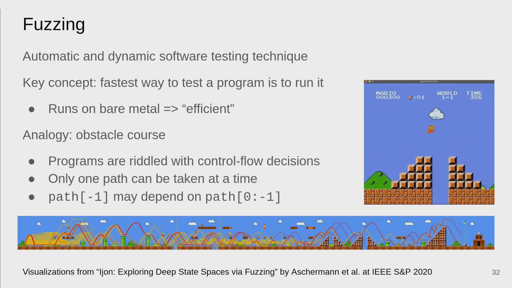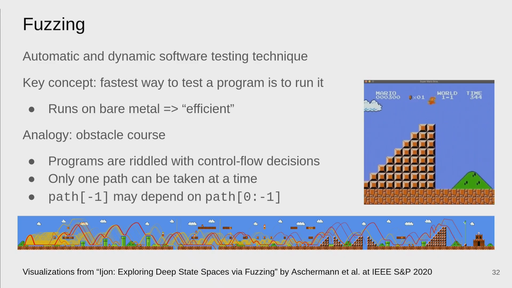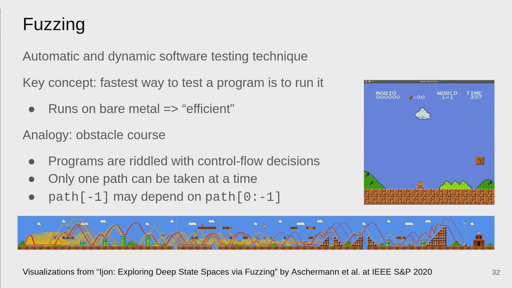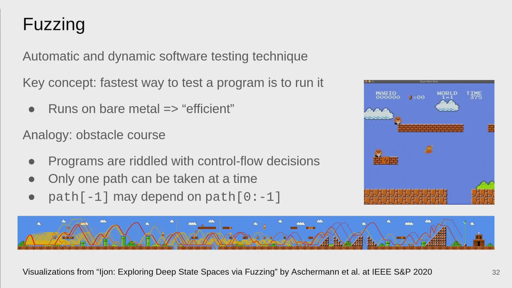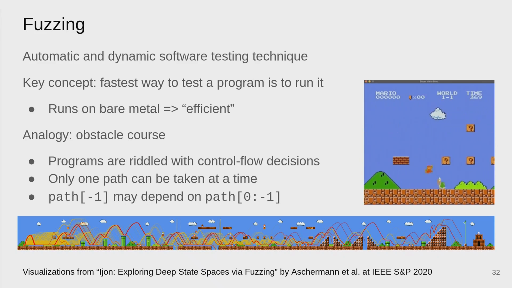It runs on bare metal, so this is very efficient. We don't have to abstract in any way or form. This gives us a very nice advantage. So we don't have to create complex code constraints and whatnot. We simply create random input, throw it at the program, and see if it crashes or not.